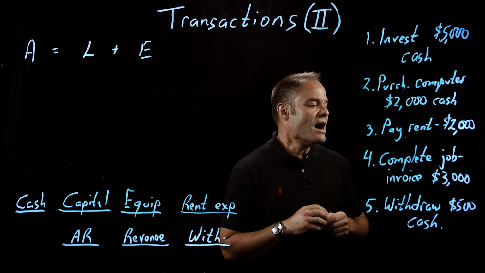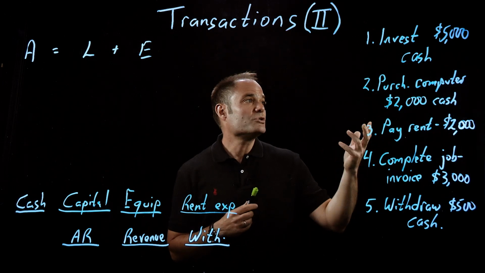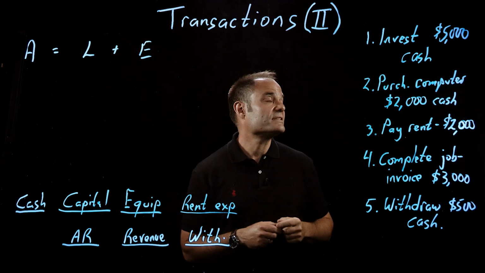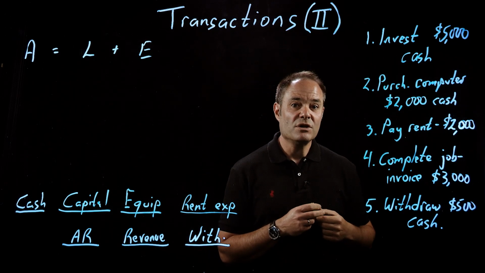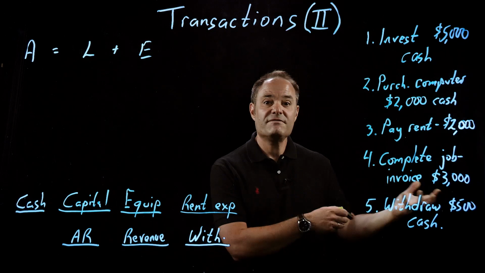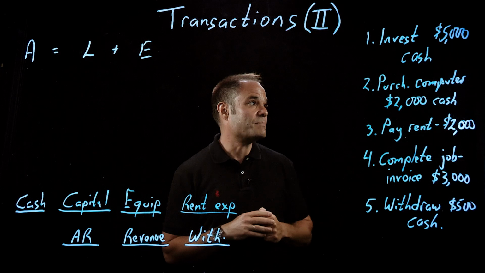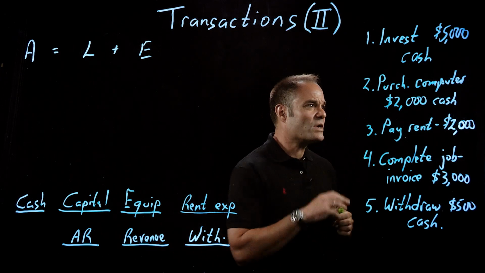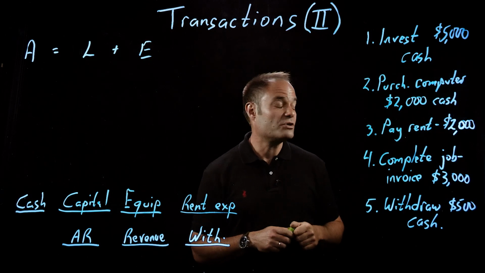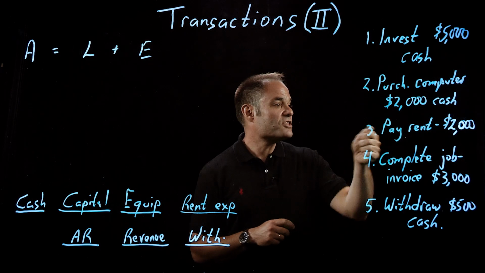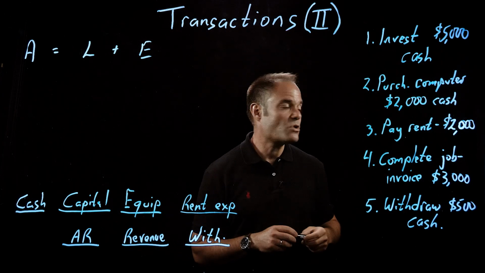So here's a few very simple transactions that a company might go through. What we're doing here is we're setting up a brand new consulting company. And the first transaction is the owner's invested $5,000 of cash into his company. So he's taken $5,000 of his own money out of his bank account, put it into the company's bank account. The second one is he's gone and he's purchased a new computer for the business, and he paid $2,000 cash for the computer. In the third one, he's rented some office space and he paid rent, also $2,000.